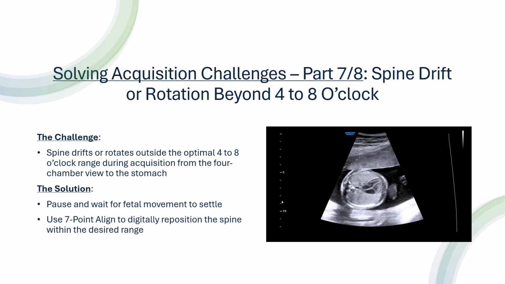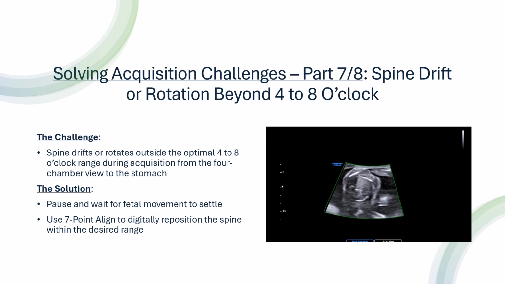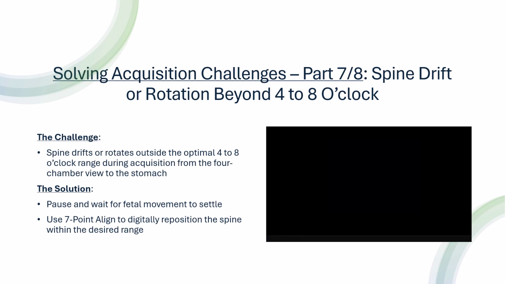Next in the series is the spine drifting or rotating outside the recommended 4 to 8 o'clock zone as you move from the 4-chamber view to the stomach. When this happens, your volume's anatomical accuracy takes a hit. The best move is to wait for fetal movement to calm down, then use the 7-point align tool to digitally nudge the spine back into place. This ensures consistent orientation and sharp, reliable data for analysis.